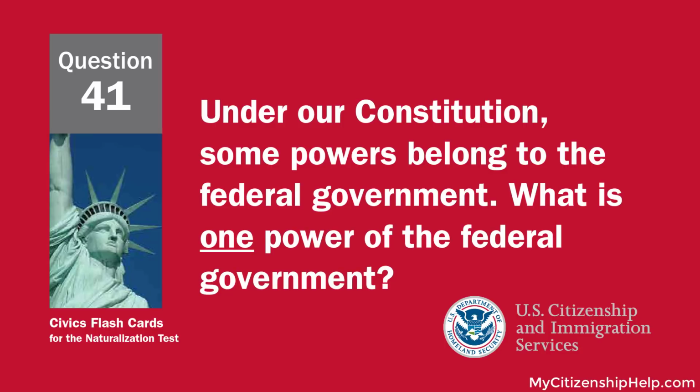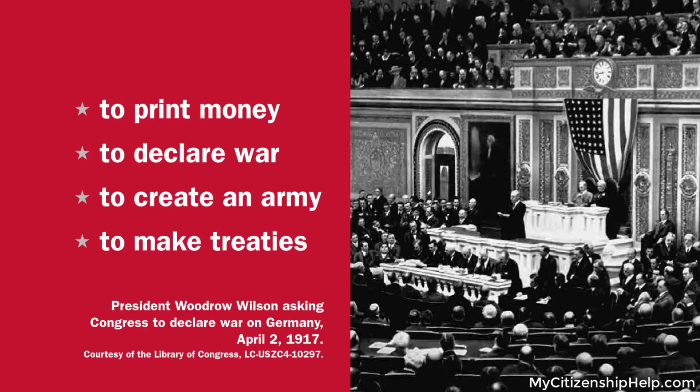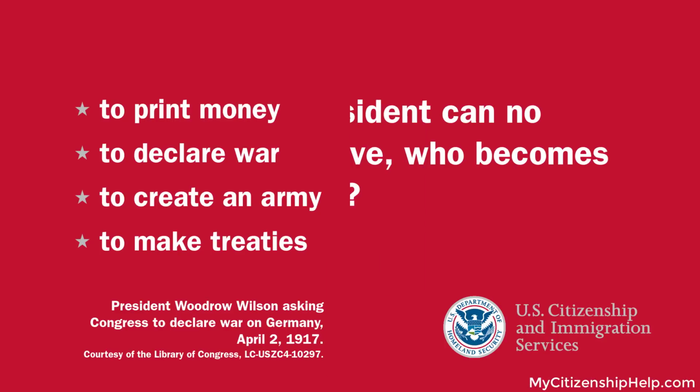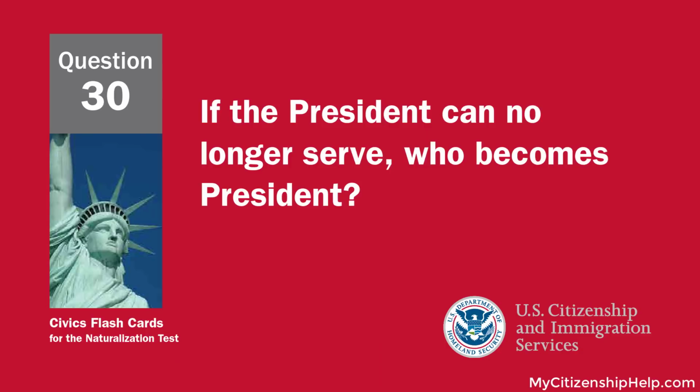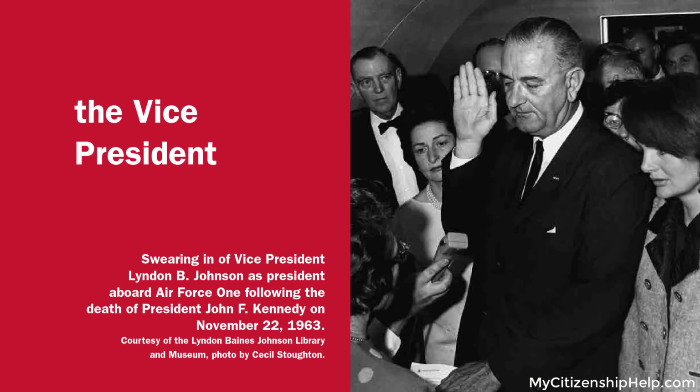Under our Constitution, some powers belong to the federal government. What is one power of the federal government? To print money. To declare war. To create an army. To make treaties. If the president can no longer serve, who becomes president? The vice president.